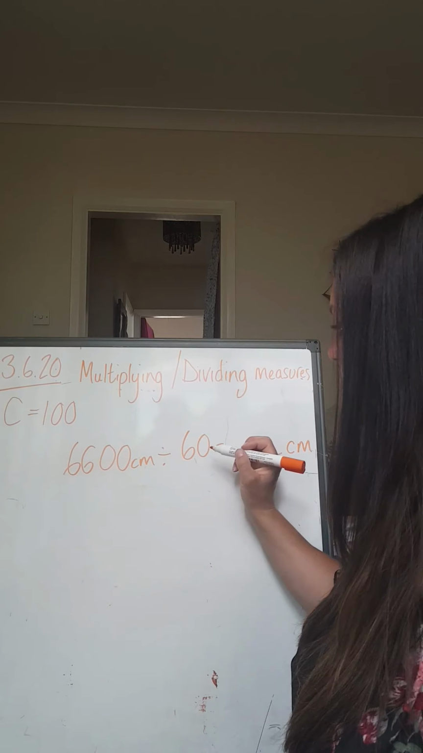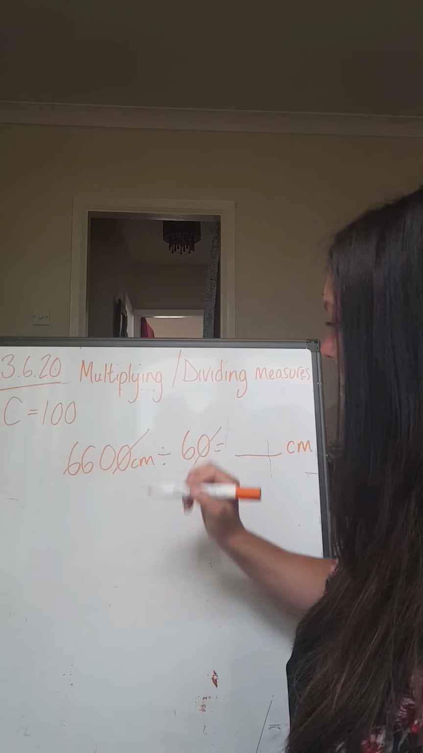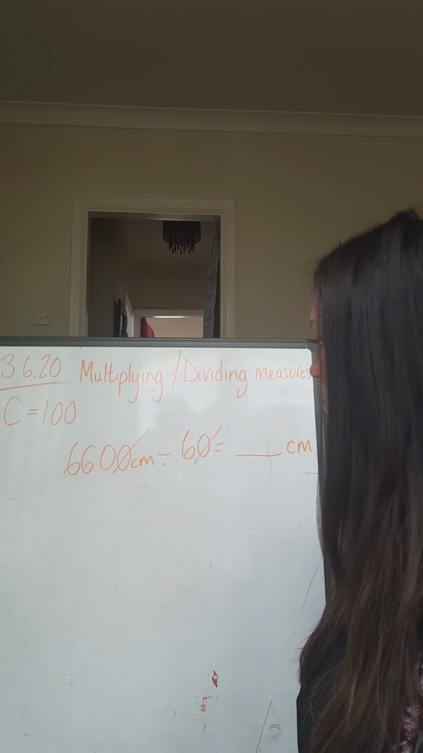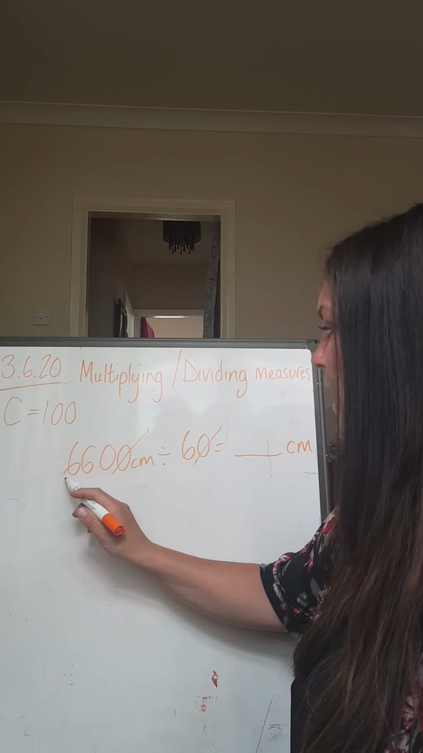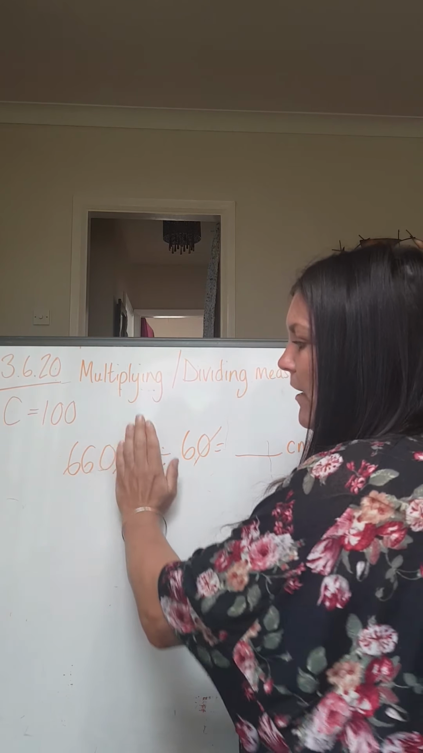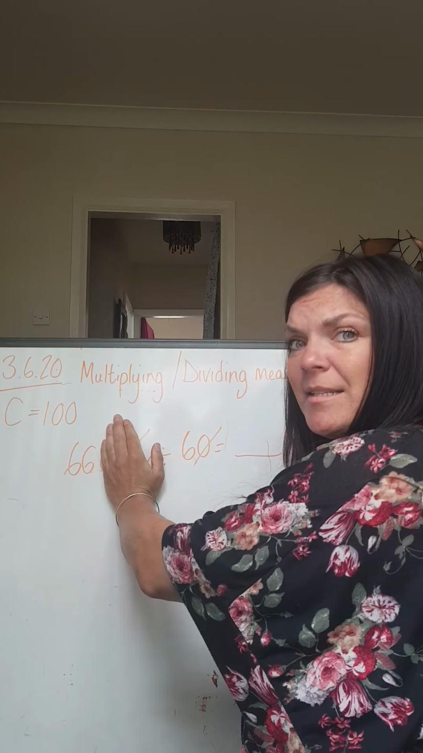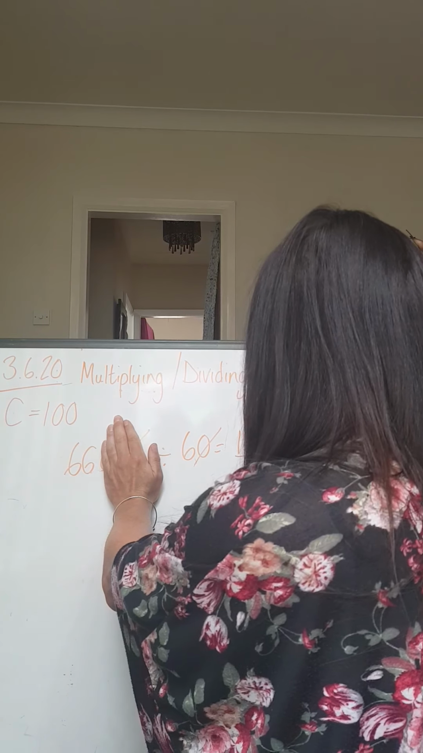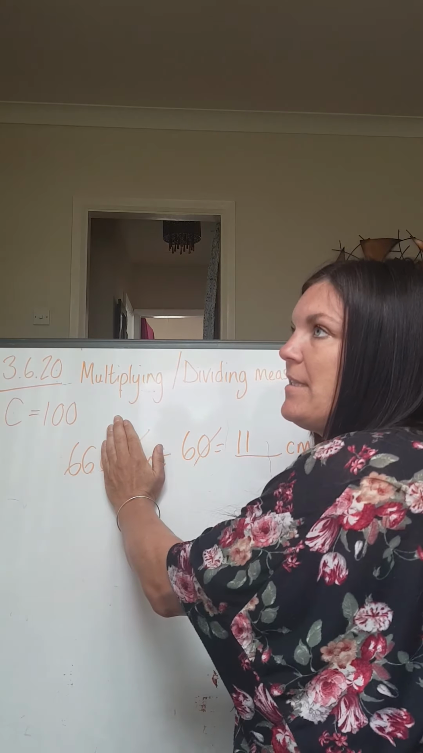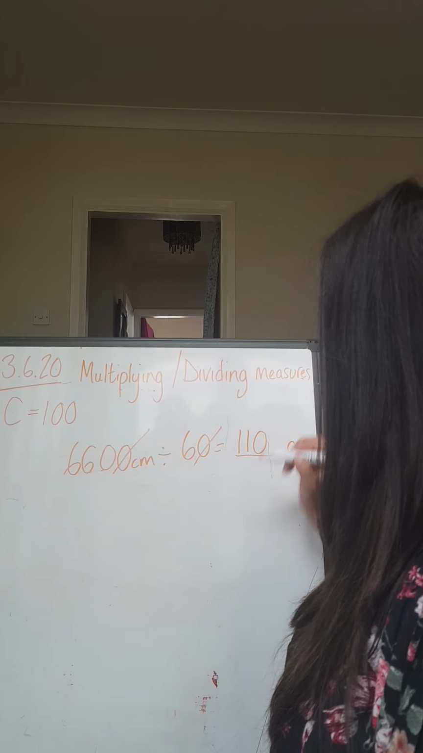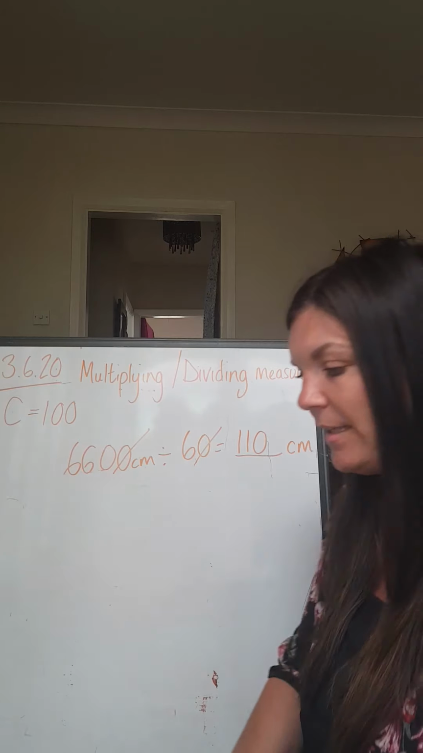Can I do the 0 trick? Yes, there's one on that side, so I'm going to take that one off and take that one off. There's one on each side to balance it out. That means the calculation is 660 divided by 6. If I pretend that's not there, 66 divided by 6, I know my times table, and that is 11. How many 6s can I fit into 66? 11. And then put the 0 back on, and the answer is 110 centimeters.